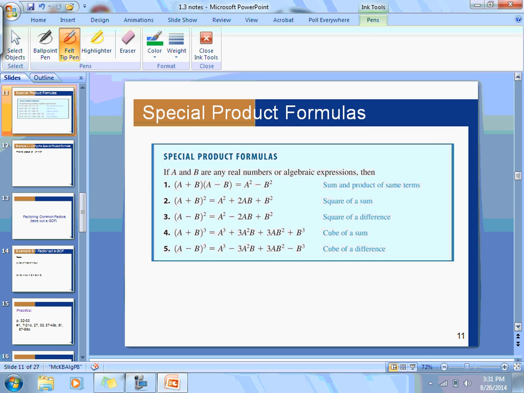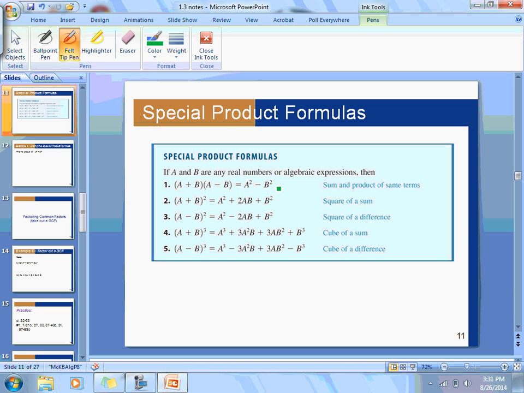And there are some special product formulas. These we focus on not so much in the multiplication aspect, but I think that they're super duper helpful when we start factoring. But they can be used forwards and backwards. So we have the sum and difference of the same terms. So that's when you're multiplying two terms where one's a sum and one's a difference. This is also known as a difference of two squares.